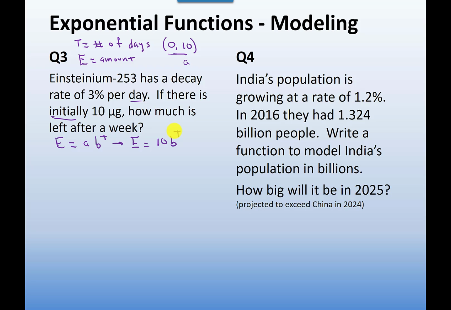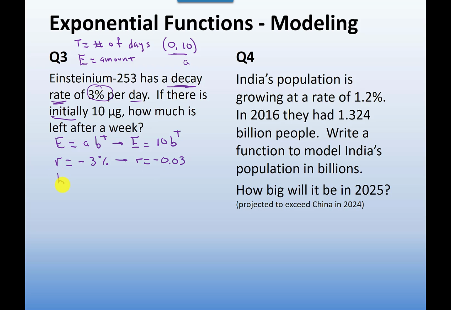Now we don't have any other clues except one. We haven't used anything about this 3%. But the 3% is a decay rate. R equals negative 3%. Because it's decay, we're losing. And so when you divide by 100 as a decimal, R is going to equal negative 0.03. So be careful to divide by 100. It's going to change the decimal 2 positions.